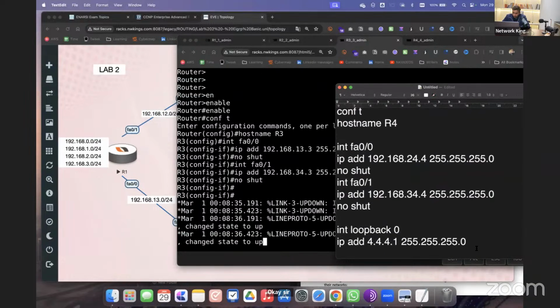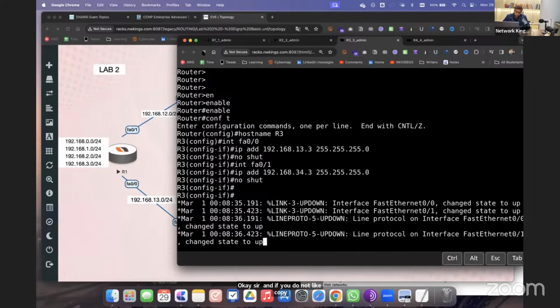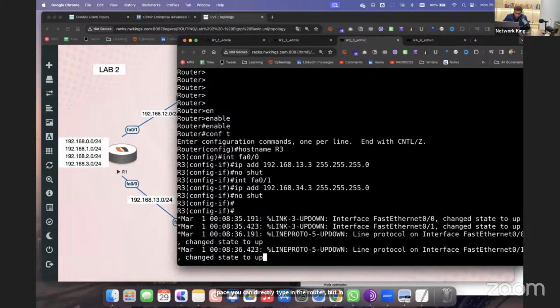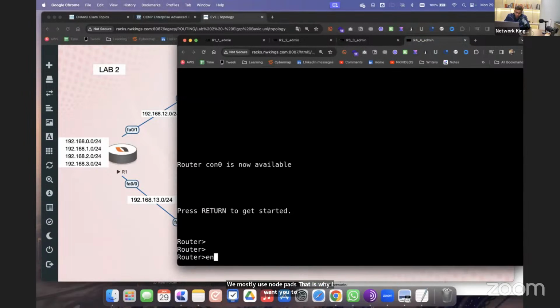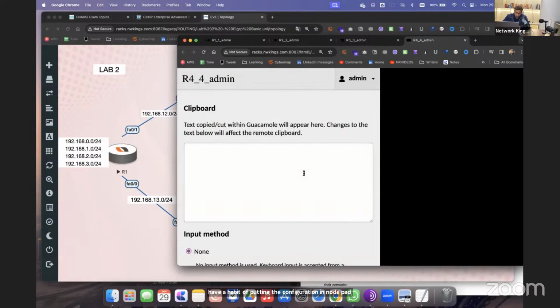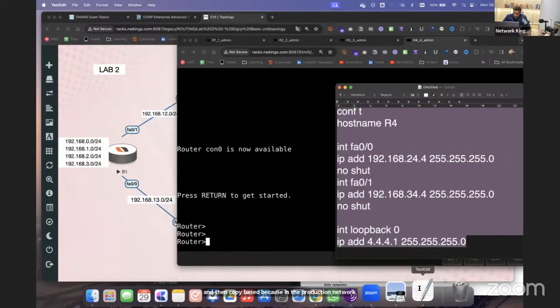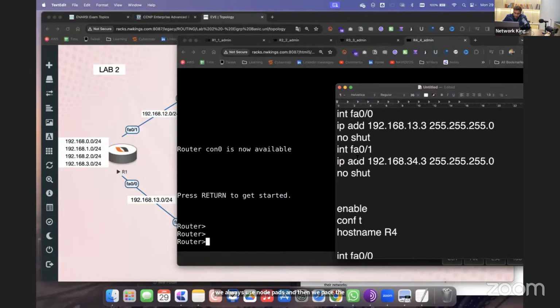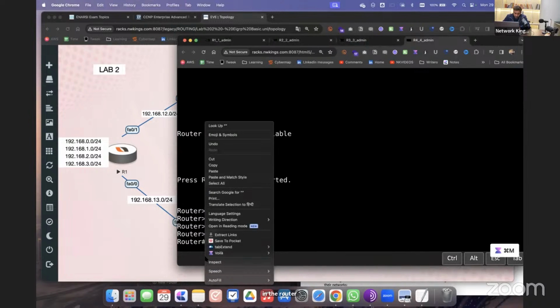If you do not like copy paste, you can directly type in the router. But in production networks, we mostly use notepads. That's why I want you to have a habit of putting the configuration in notepad and then copy pasting. In production networks we always use notepads and then copy paste the configuration, because when you copy paste from the notepad, these are your logs of what you are typing in the router. So this is a good practice.